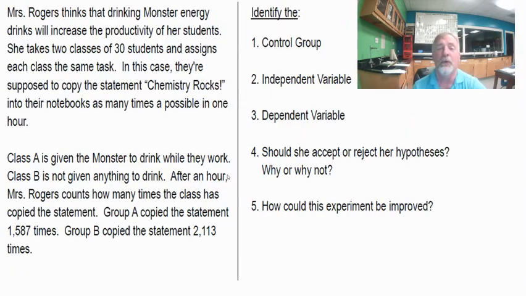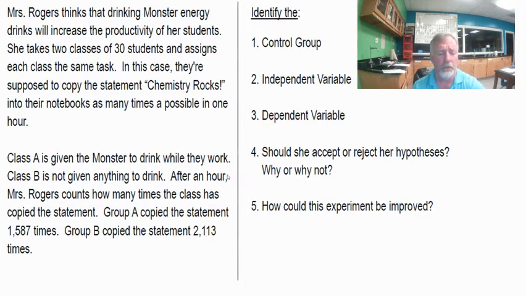So let's go through a couple of quick examples. Here we can take a look at our experiment on the left. Mrs. Rogers thinks that drinking a Monster Energy drink will increase the productivity of her students. She takes two classes of 30 students and assigns each class the same task. In this case, they're supposed to copy the statement, chemistry rocks. Of course, chemistry rocks. Put that into their notebooks as many times as possible in one hour.